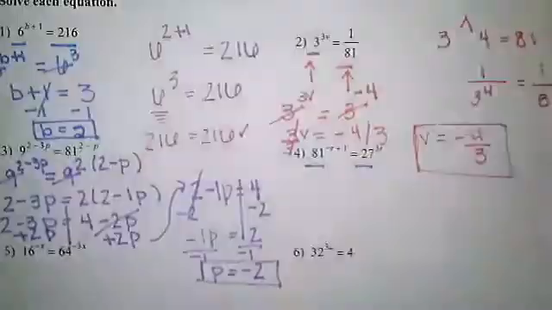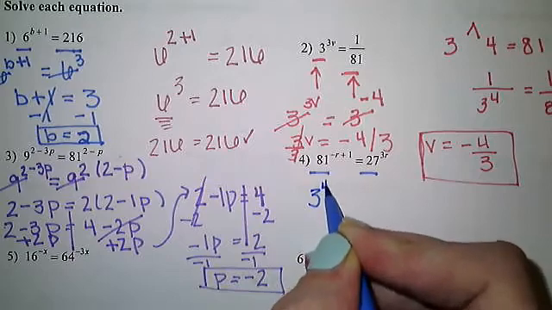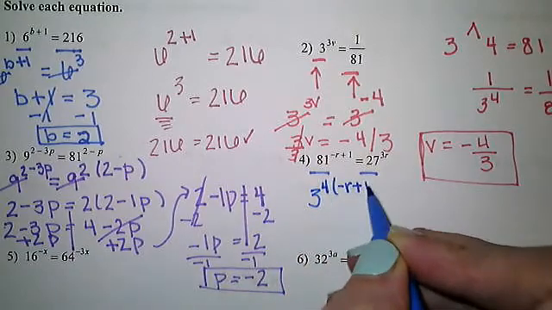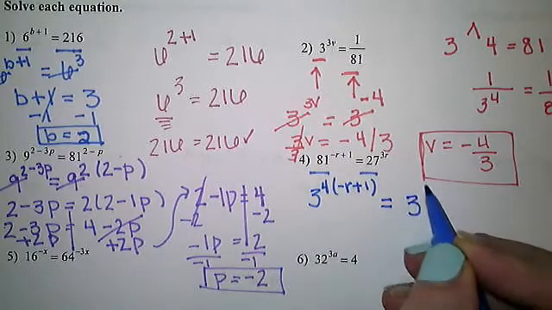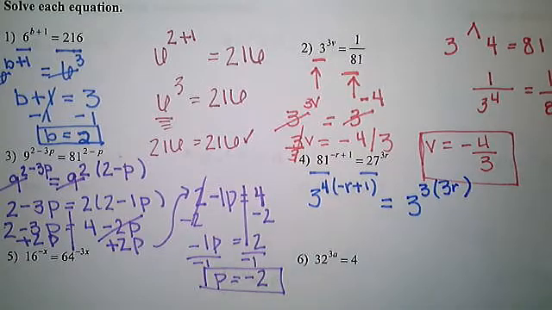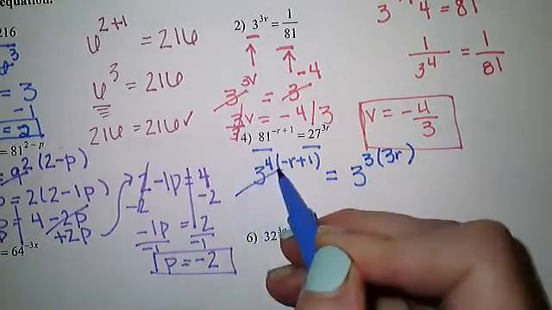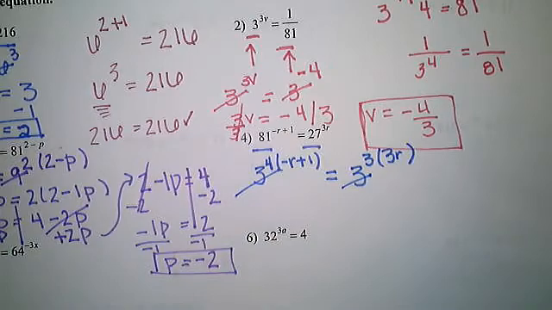So we're going to replace our 81 with 3 to the fourth and carry down our old exponent. And we're going to replace 27 with 3 to the third, carry down our old exponent. Once these bases are the same, we can cross them out, and then we can go to solving.